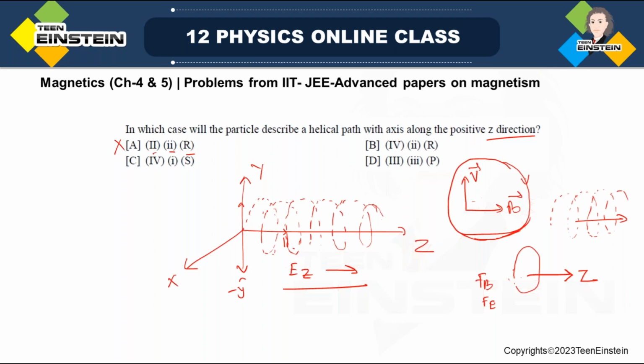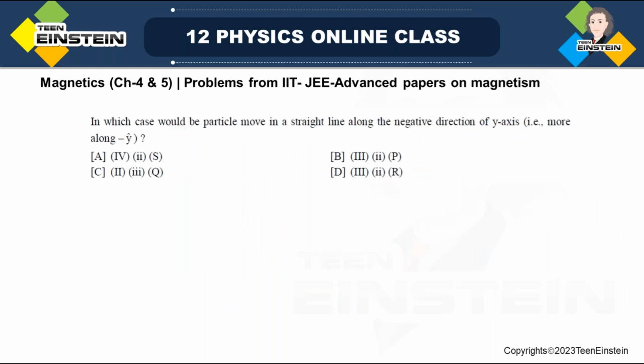So the magnetic force will be in such a way that it will actually curl in this direction. See, it has to be in the yz plane, isn't it? So the helical path will be in the yz plane. Along the z direction there will be the electric force. So the magnetic force has to be in the negative y direction, that is fine. Positive y direction also fine. So I think this is the correct option.